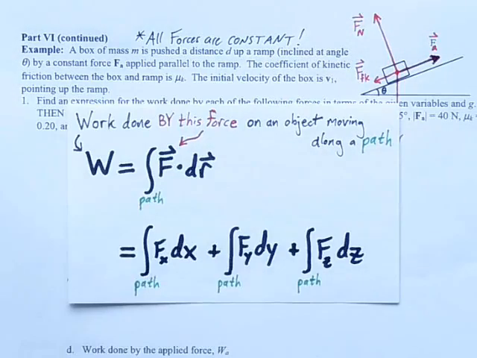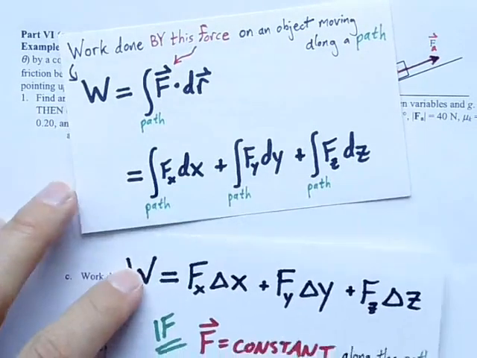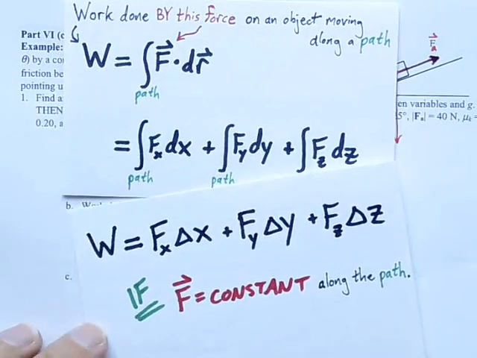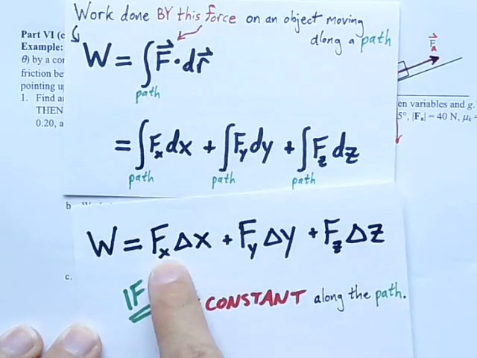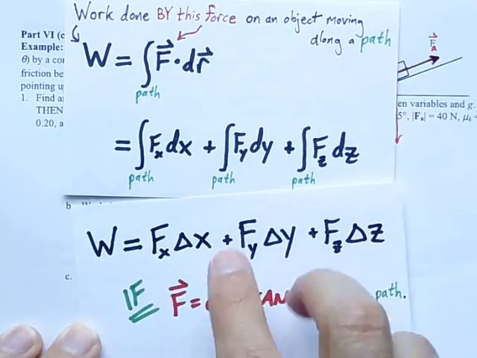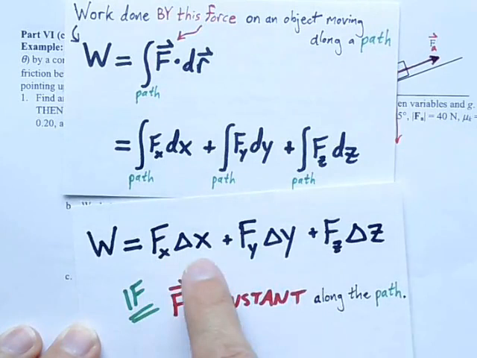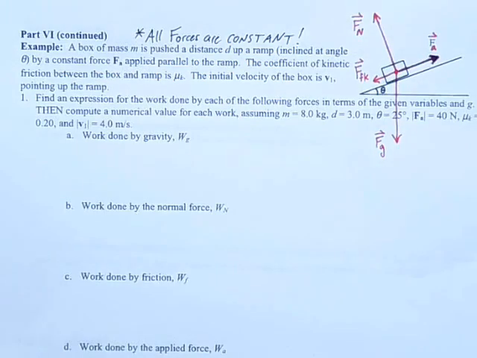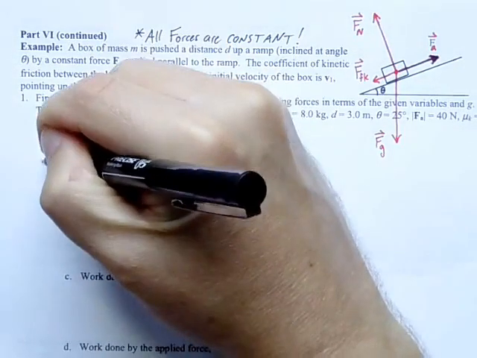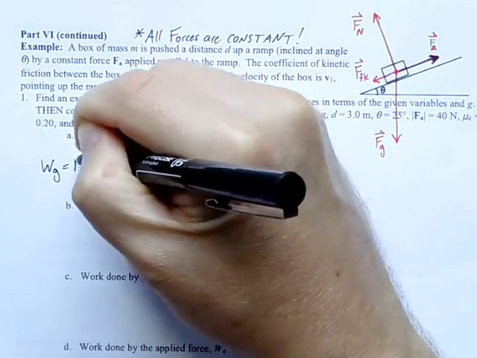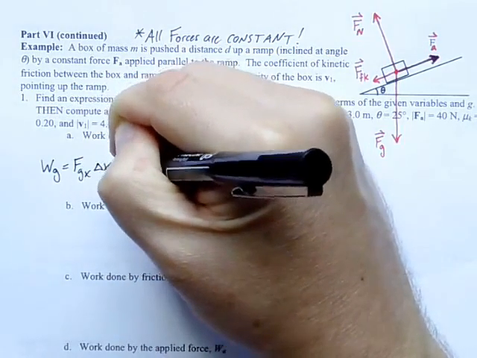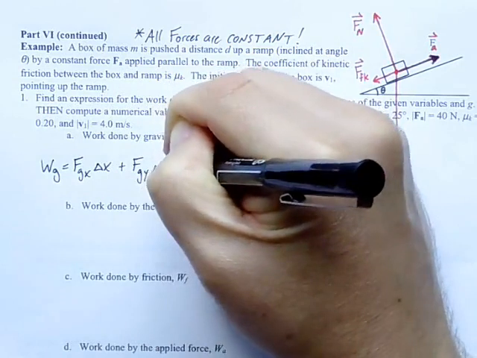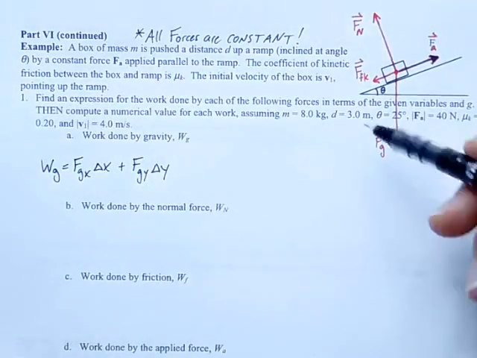The definition of work is given by this integral, but if the force is constant along the path, then the integral simplifies to just this expression here. We just need the sum of the products of the components of the force and the components of the displacement. So that's all we need since our forces are constant in this case. Work done by gravity, Wg, will then be Fgx delta x plus Fgy delta y, and we can see that there's no movement in the z direction here.